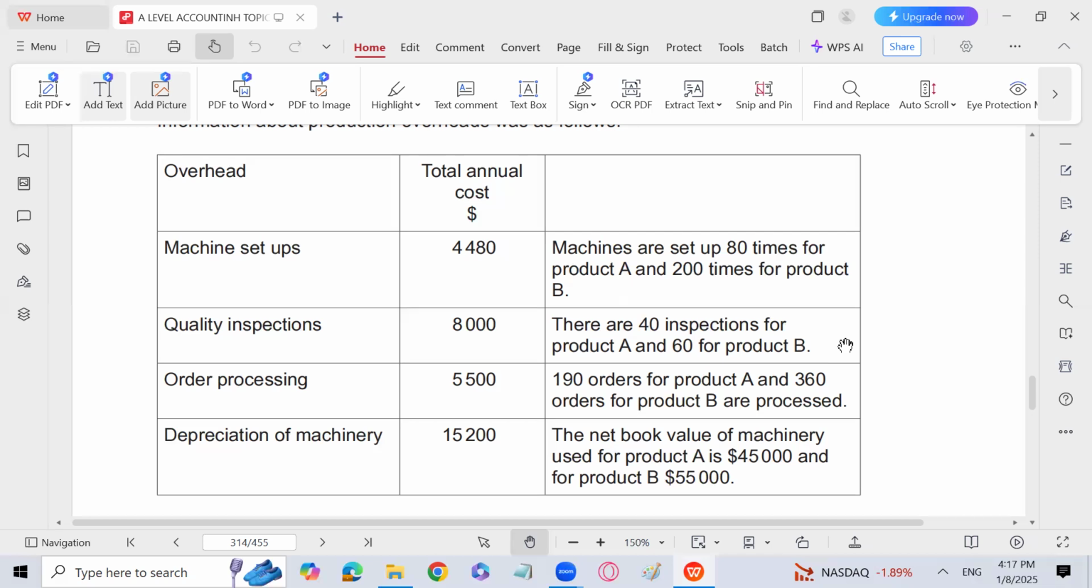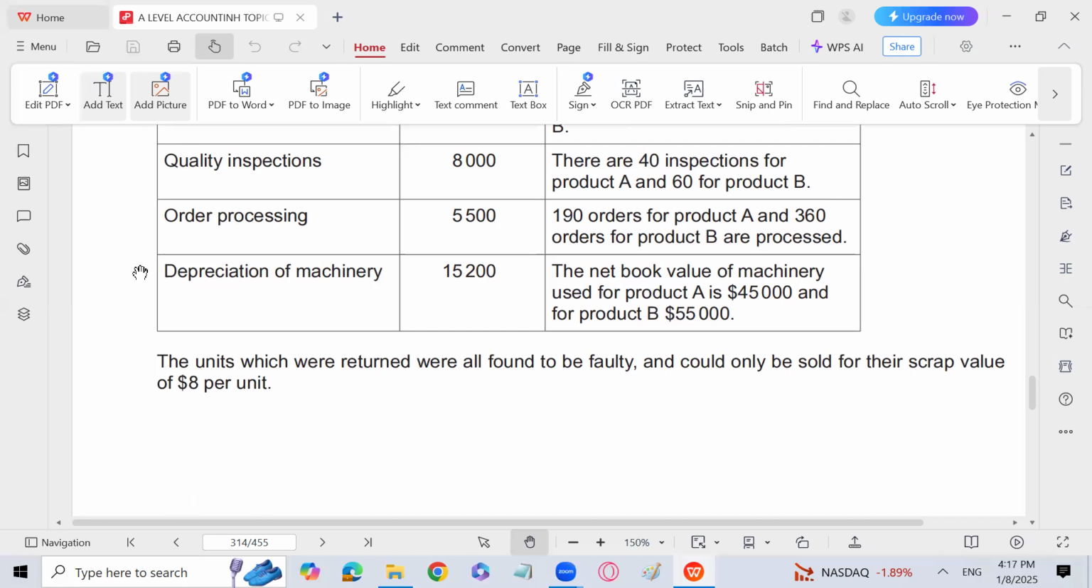Order processing is apportioned according to number of orders. So 550, 500 is the cost, 190 orders for product A and 360 for product B. So this cost will be apportioned between product A and B according to this ratio. Depreciation of machinery, 15,200. The net book value of machinery used for product A is 45,000 and for product B is 55,000. And according to this ratio, we will divide this. The units which are returned were all found to be faulty and could only be sold for their scrap value at $8 per unit.